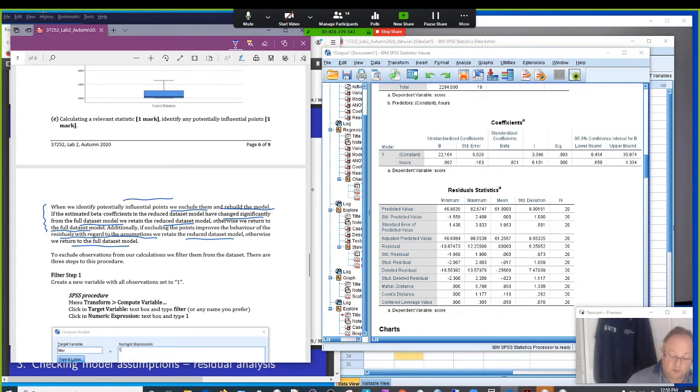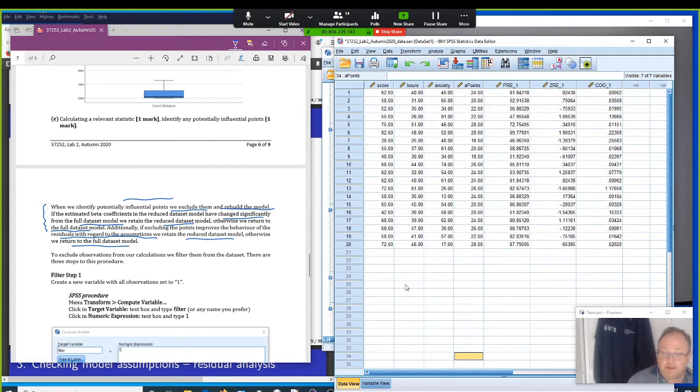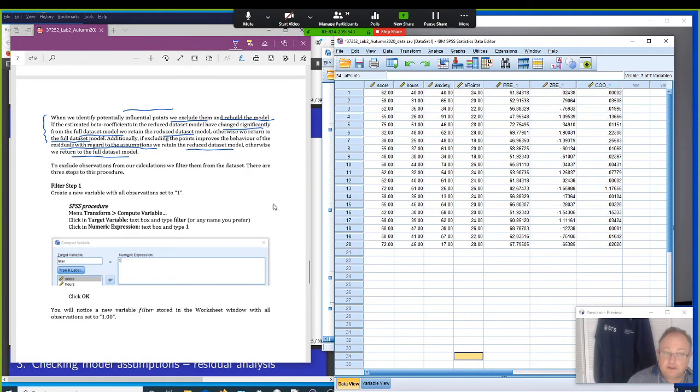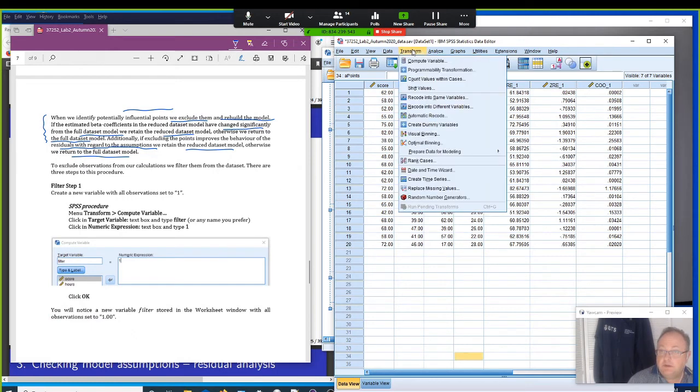So this is the part that we're on now. We're going to see if this influencer affects our data set. I've kept a copy of those beta coefficients, and so we're going to see if this change in data impacts on our beta coefficients, which I've stored now. So we go to transform, and we go to compute variable.